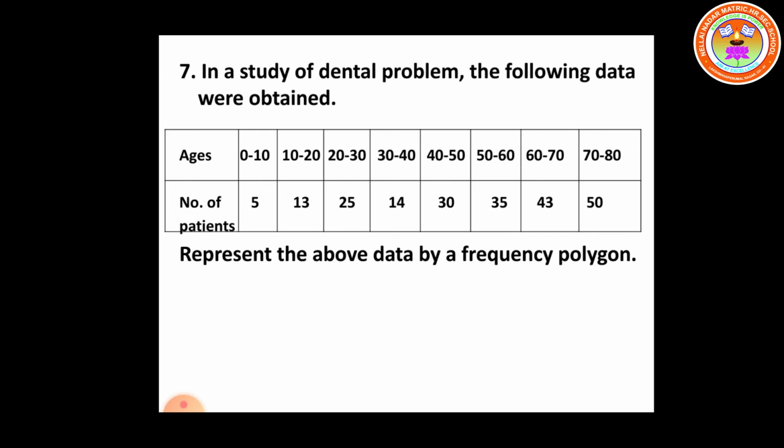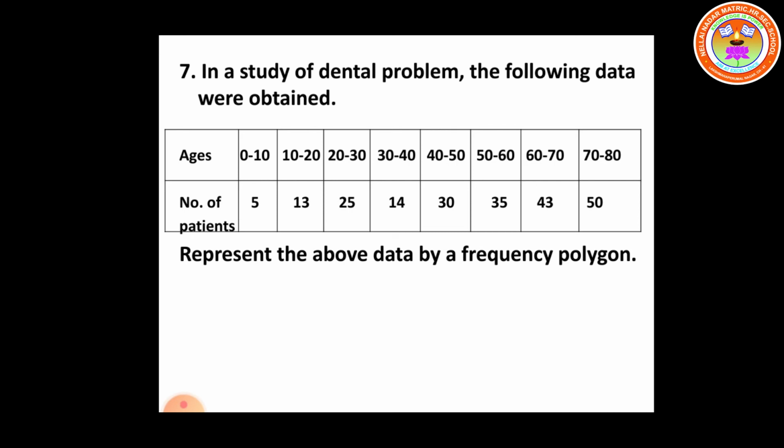For that, first you find the midpoints of the given class intervals. See the first class interval 0 to 10. What is the midpoint? 5. Second class interval 10 to 20, so the midpoint is 15. Third class interval 20 to 30, midpoint will be 25. Next class interval 30 to 40, midpoint will be 35.